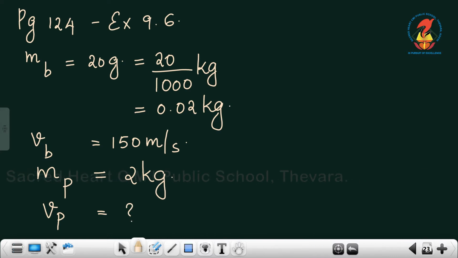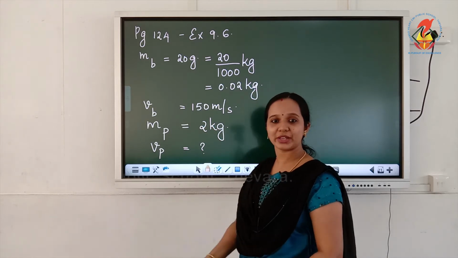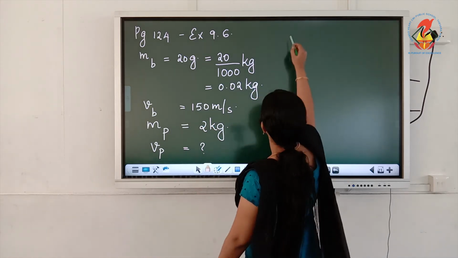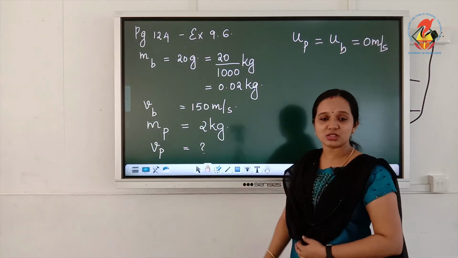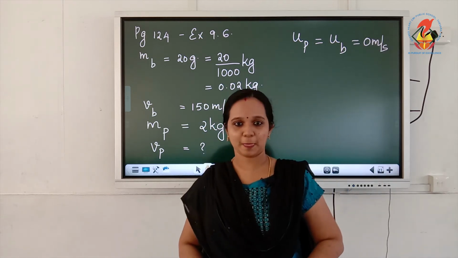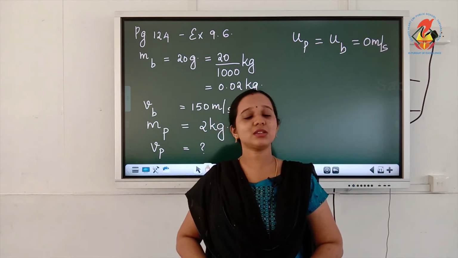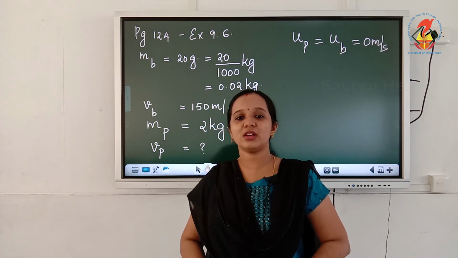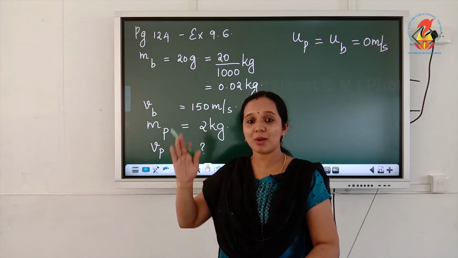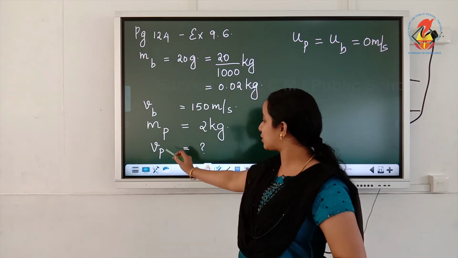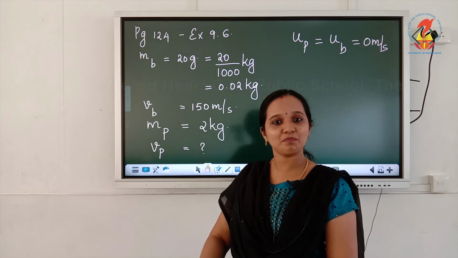Initially, when the bullet was not fired, the pistol and the bullet were at rest. So, we can write the initial velocity of both pistol and bullet was 0 before we fired. Before firing, the bullet and the pistol were at rest, so their initial velocity is equal to 0 meter per second. So much is given in the question. We need to find the recoil velocity of the pistol.